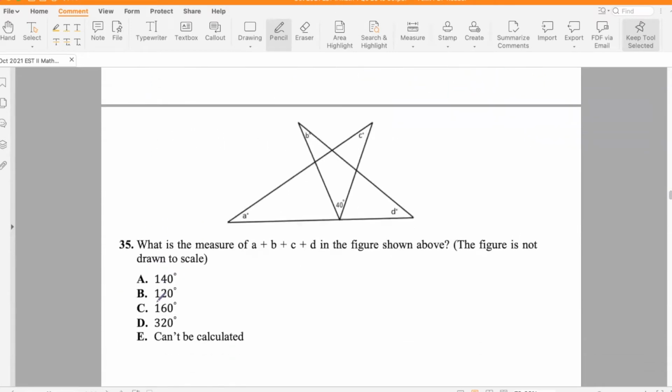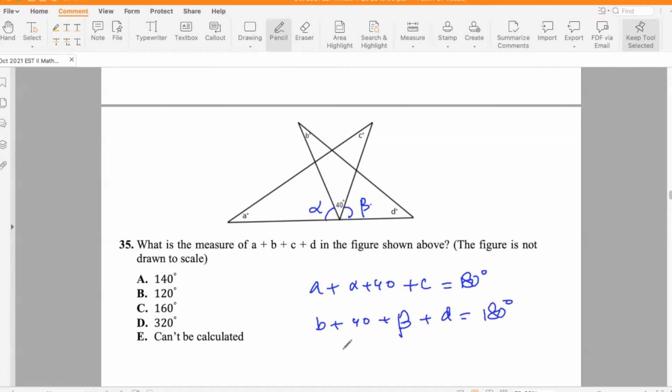What is the measure of A plus B plus C plus D in the figure shown above? Okay, so let's say this is alpha and this is beta. So in this triangle, A plus alpha plus 40 plus C is 180, right? And in this triangle, B plus 40 plus beta plus D is also 180, right?